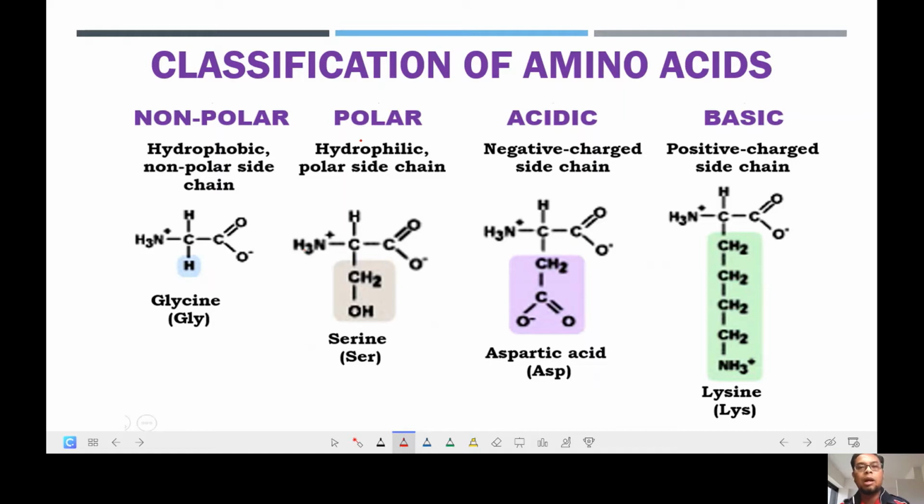The second type will be the polar amino acid. For example, the serine. For this particular type of molecule, the side chain is hydrophilic and has a polar characteristic. Type number 3 will be the acidic amino acid, in which the side chain will be negative charge, or we can say that the side chain will be having the carboxyl group of COOH. Example will be the aspartic acid. And the fourth type will be the basic amino acid, in which the side chain will be positive charge, or we can say that the side chain will be having the amino group. One example will be the lysine.